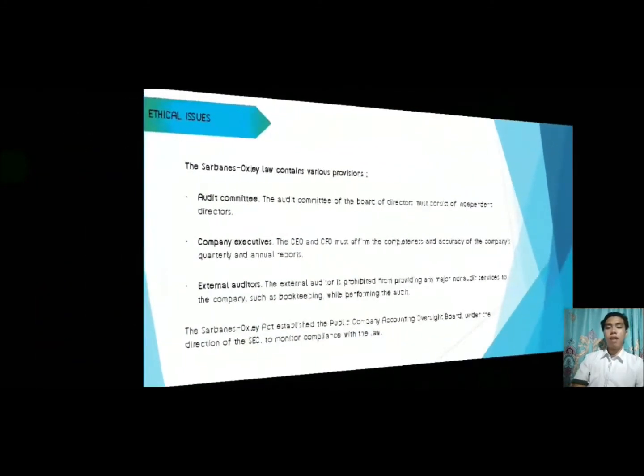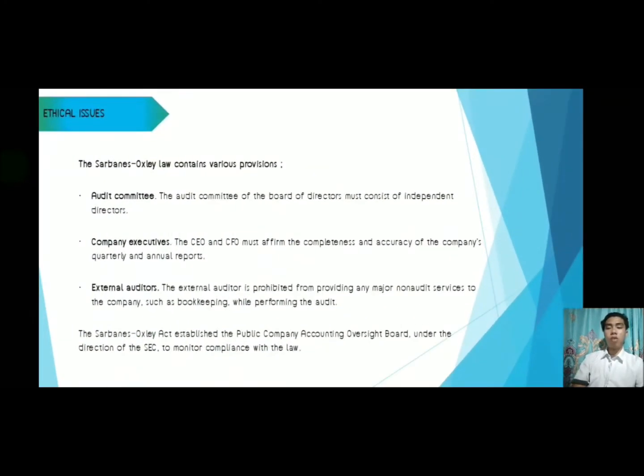Then, the Sarbanes-Oxley law contains various provisions that seek to restore the public's faith in the financial reports issued by companies. The audit committee, a committee of the board of directors, must consist of independent directors. At least one member of the audit committee must meet specified criteria as a financial expert, and if not, the reason for the absence of such a member must be specified.